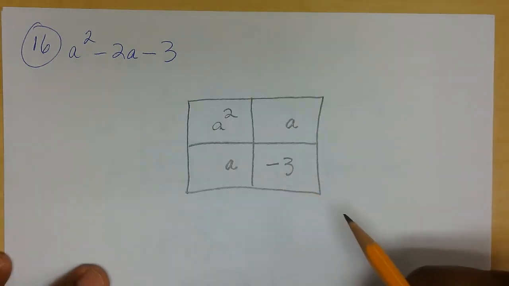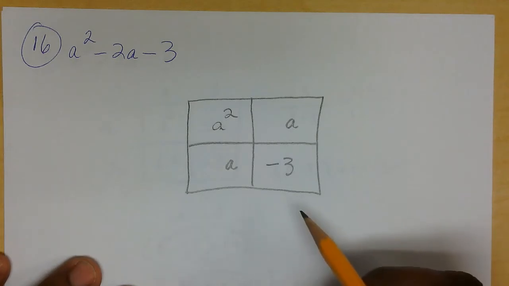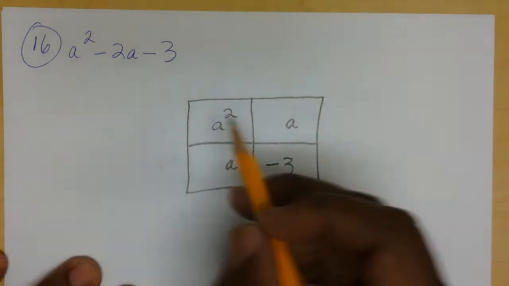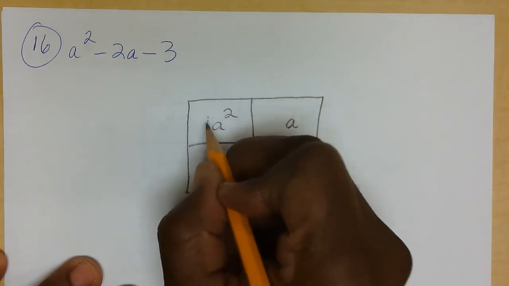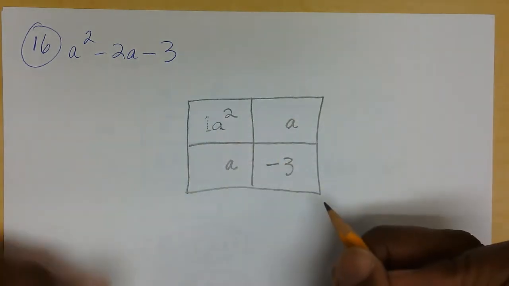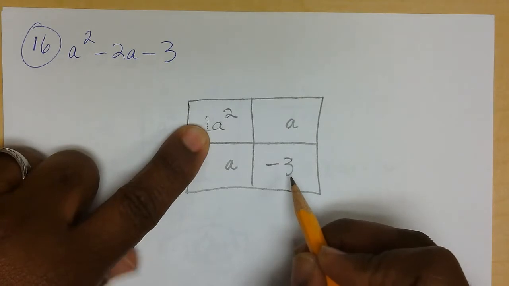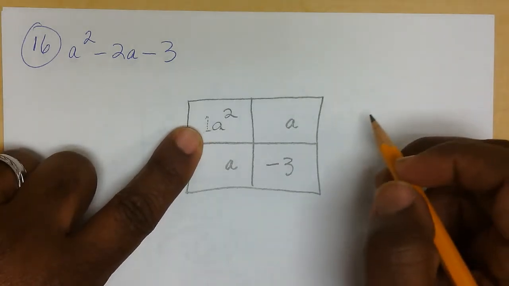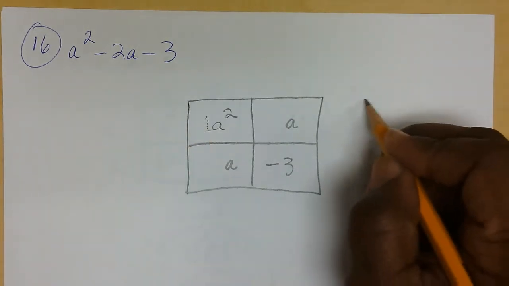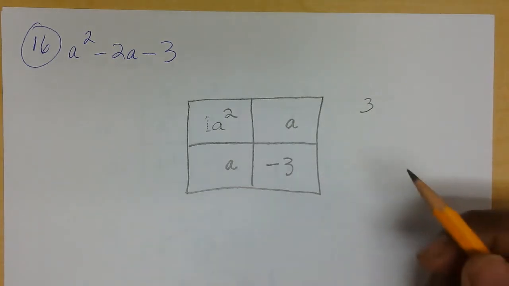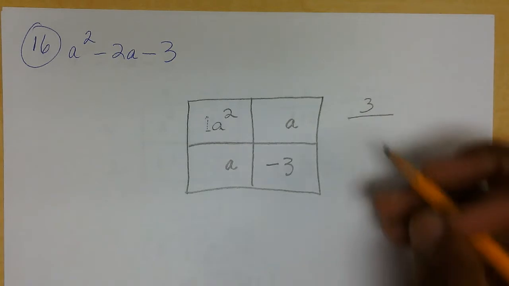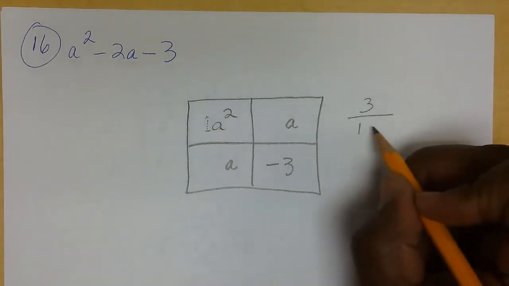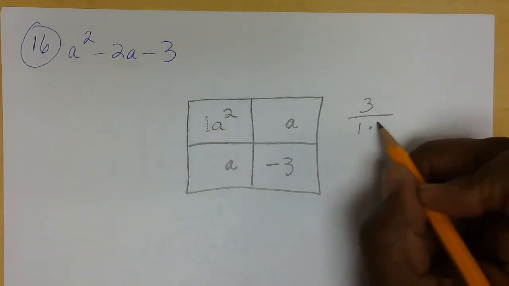Okay, next step, we're going to multiply this imaginary 1 in front of the a times the -3, which is going to give us 3. We're not going to worry about the negative sign at this point. This is a really easy one. The factors for 3 are just going to be 1 times 3.